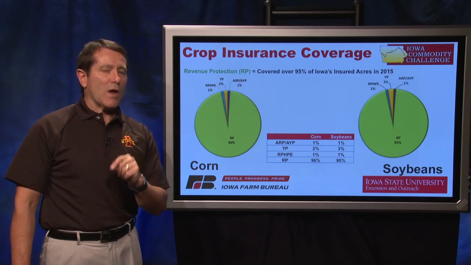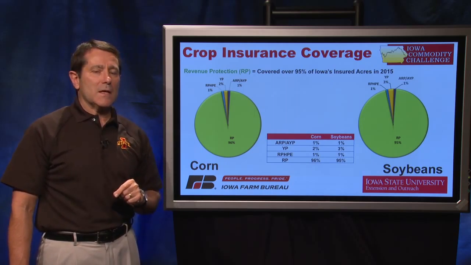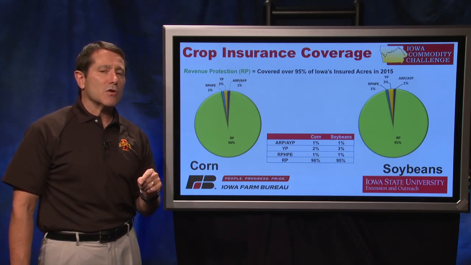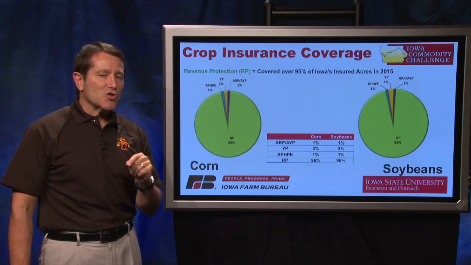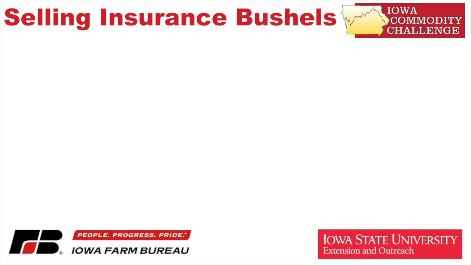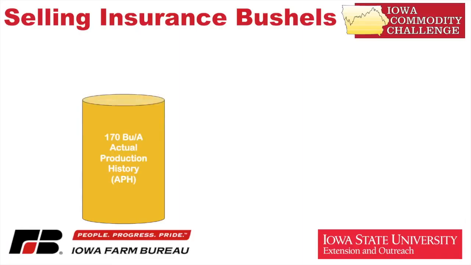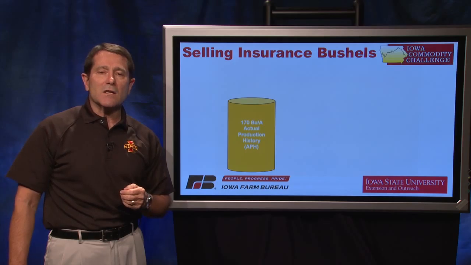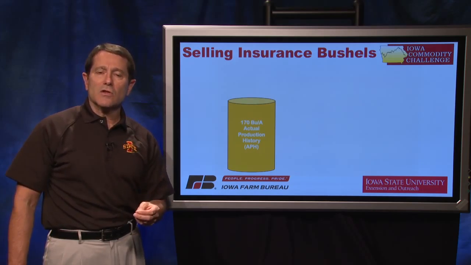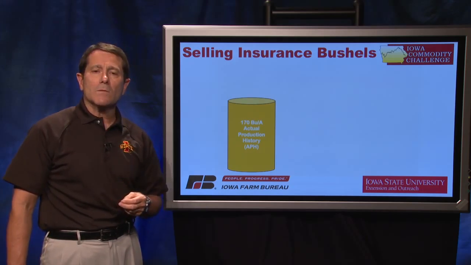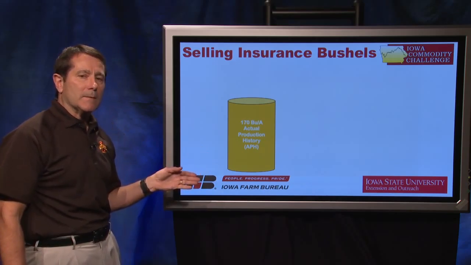Let's use this revenue protection crop insurance and let's incorporate it into a crop marketing strategy that we could commit bushels to delivery. Let's say in this example, your actual production history, your APH, was 170 bushel per acre on corn. Again, the APH reflects the most recent 10 years that you grew corn on that farm. So our APH is 170.